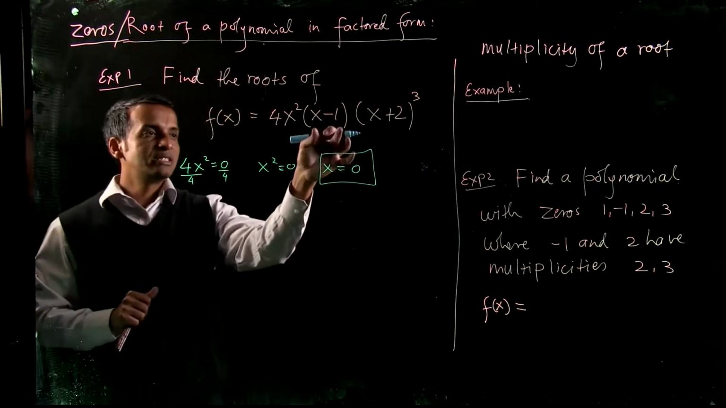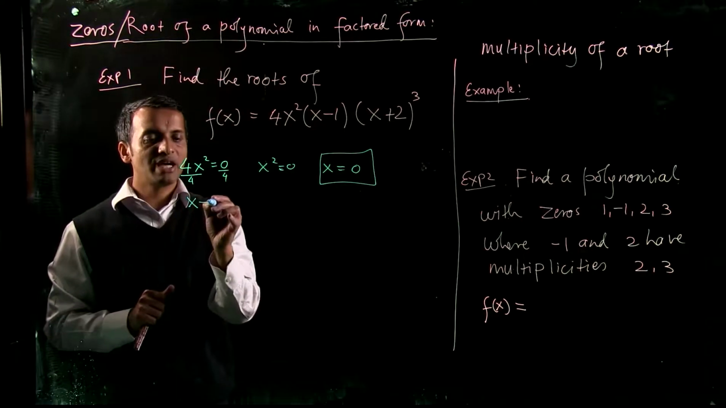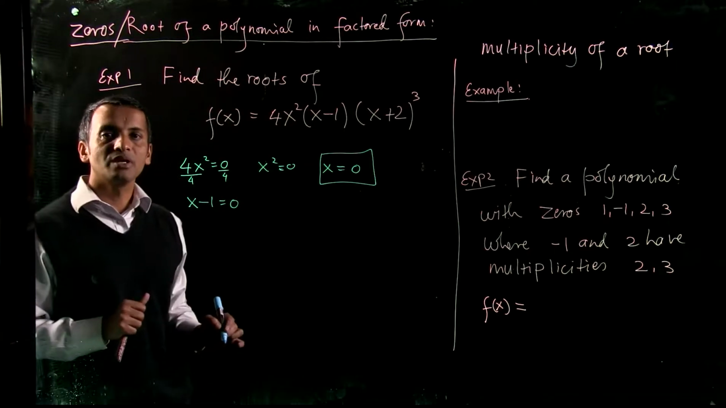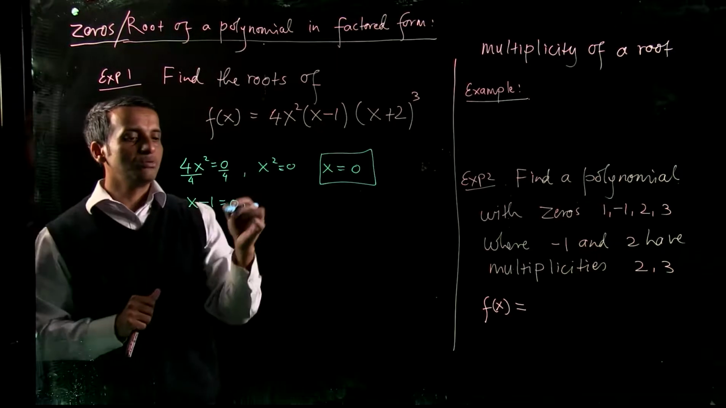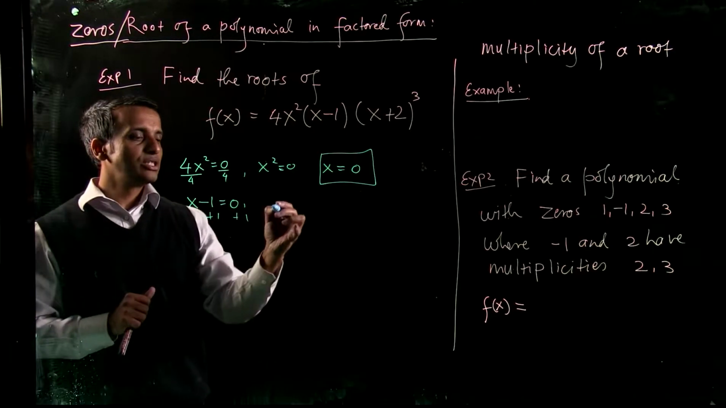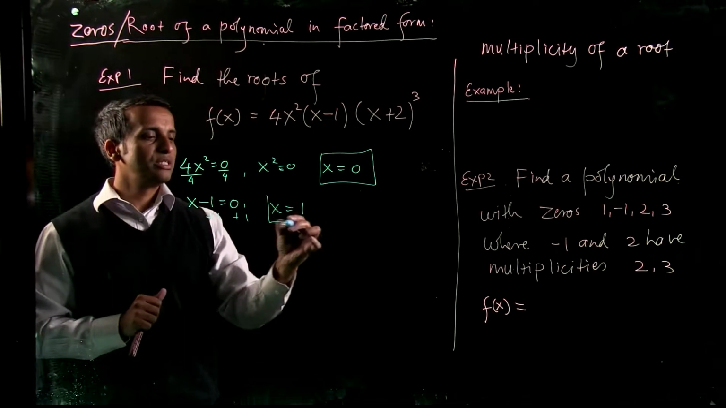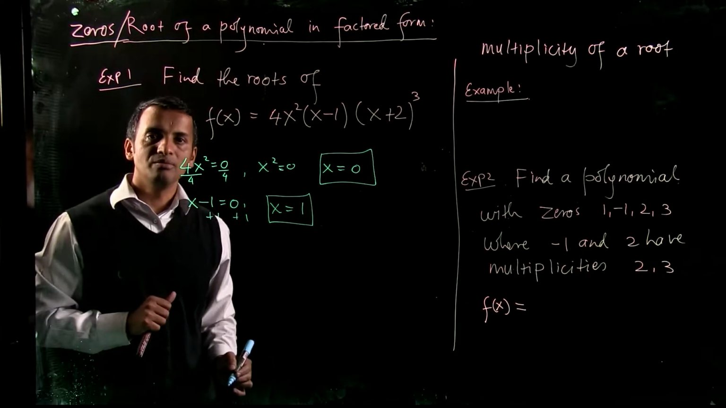Okay. Now set the second factor equal to 0. x minus 1 equals 0. And then what do you do? Add 1 on both sides. So you get x equals 1. So this is the second root.